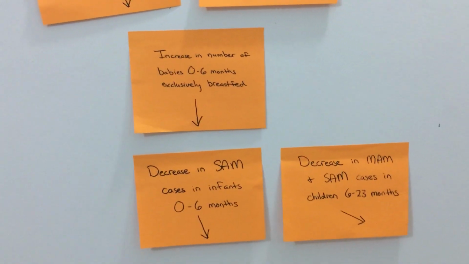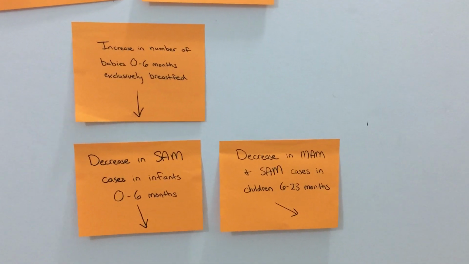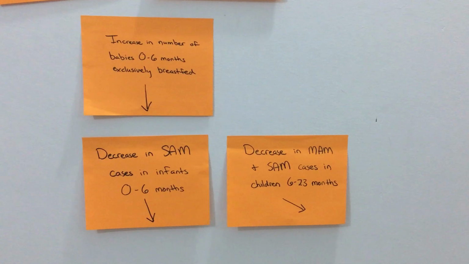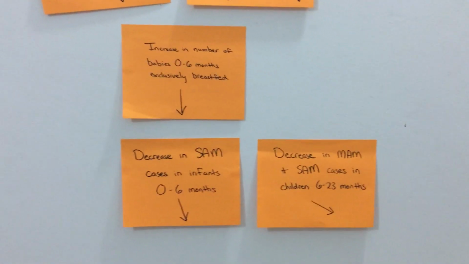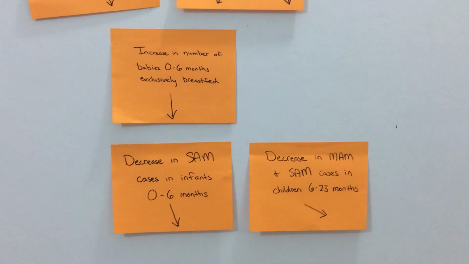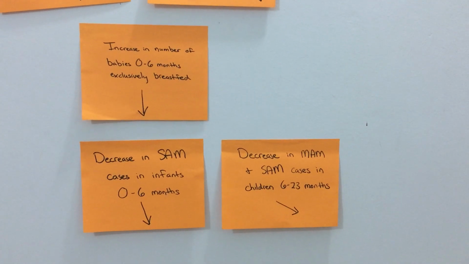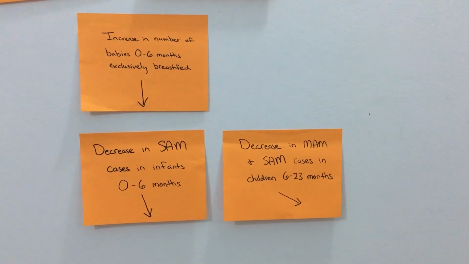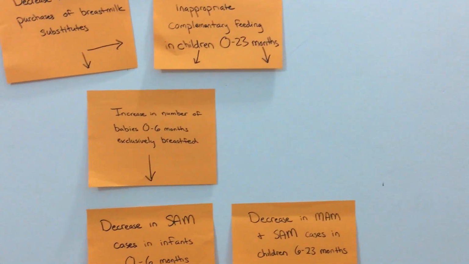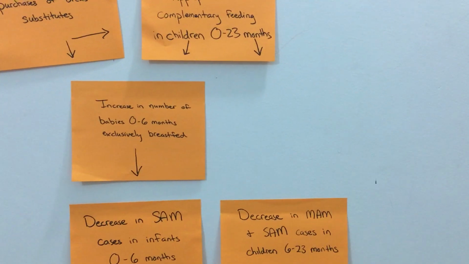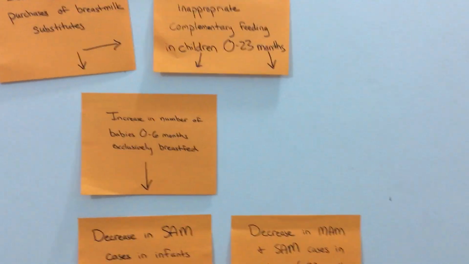Then we have down here an increase in the number of babies 0 to 6 months exclusively breastfed, and then that leading to a decrease in different types of malnutrition in the different age groups. So in looking at these outcomes, I think I want to measure the increase in babies exclusively breastfed. This is something that can be pretty easily tracked in the household. Again, we can ask the mothers a question such as, what did your baby eat yesterday? That would be a great indicator of if they're being exclusively breastfed or not, depending on what the mother answers.